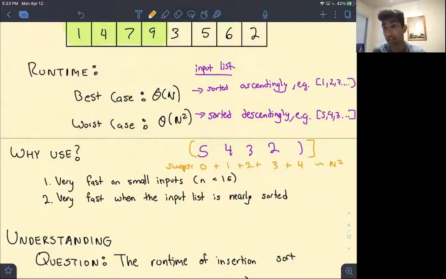So if the amount of swapping that we do is n squared, and we look at n elements, then the total runtime is n squared, because the n squared term dominates, right?